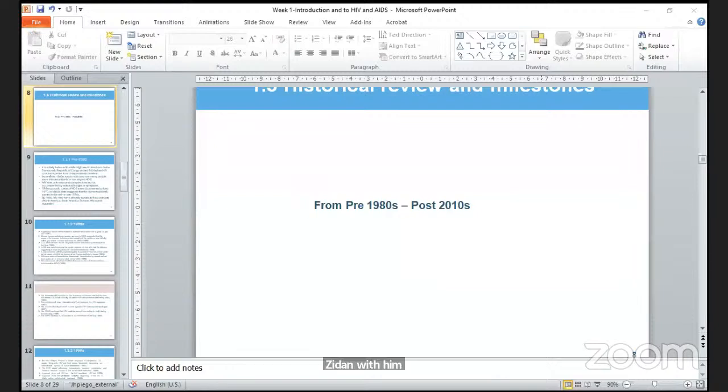Zidovudine, AZT. That was the commercial name. So this is the first antiretroviral drug. We look at the antiretroviral drugs and see what they do later.